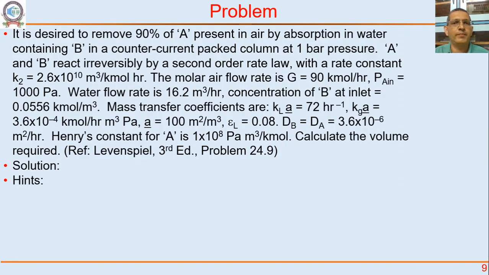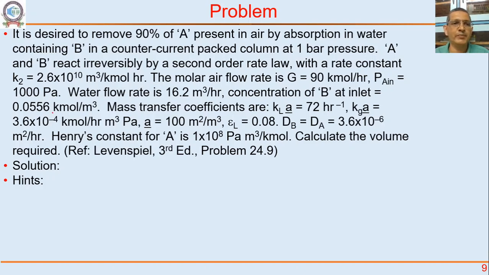Here is another problem. It is desired to remove 90% of A present in the air by absorption in water. Okay. Another problem, similar problem. But now I'm going to give you rate constant. So A reacts with B irreversibly by second order rate law. Rate constant is this. Molar flow rate is 90 kilomole per hour. PA in is 1000 Pascal. Water flow rate is 16.2 meter cube per hour.